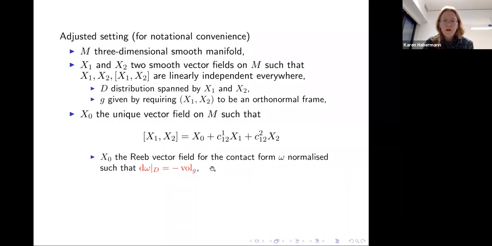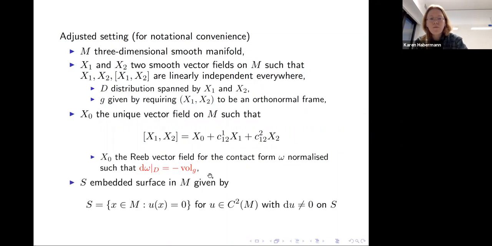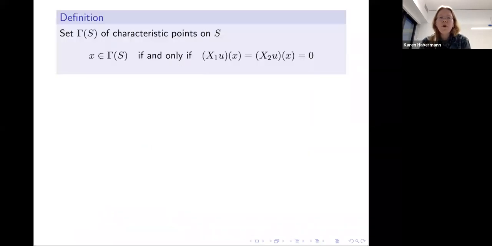Okay. And then the last thing we do is we assume that our embedded surface S is simply given as the zero set of a C2 function on M, such that the differential is non-zero everywhere. And the thing to take away from this slide is we now have our global vector fields x1 and x2. We use them to define this Reeb vector field x0, and we have this surface given as the zero set of a function.